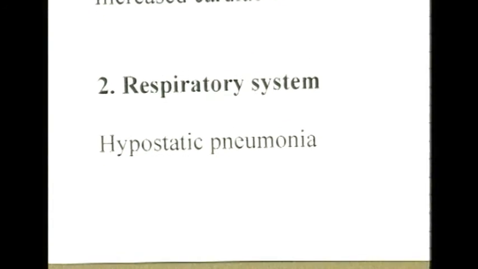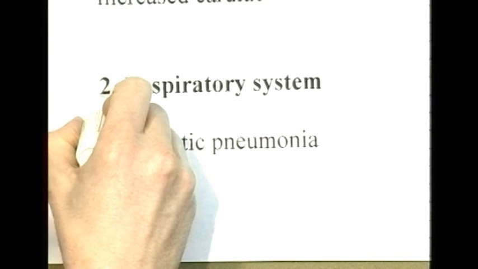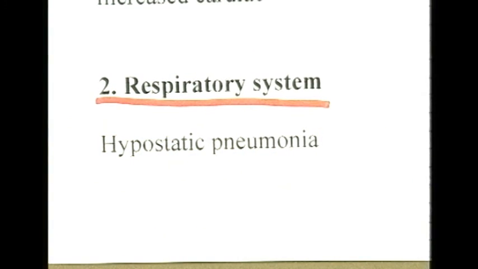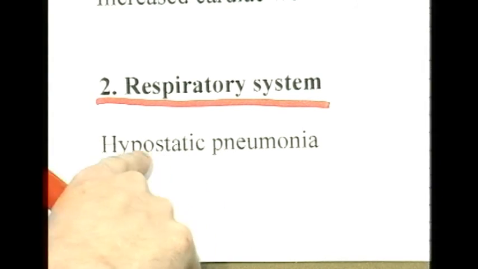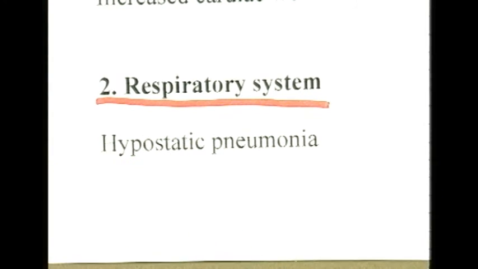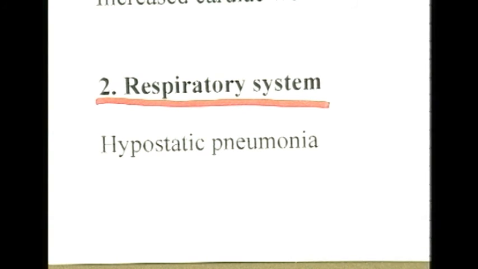There's also adverse effects on the respiratory system when a patient is immobilised. And the one we're going to consider is hypostatic pneumonia. Pneumonia is infection of the tissue of the lung, and this can occur as a result of hypo, low, stasis, movement. So immobility can predispose an individual to pneumonia.